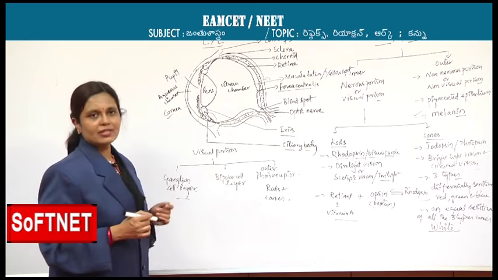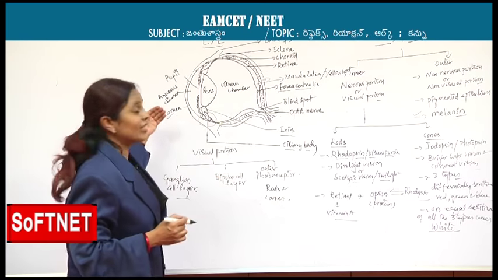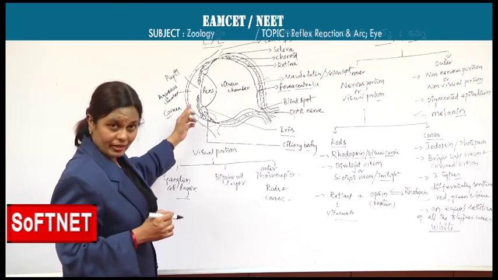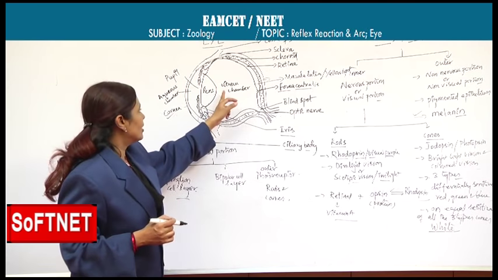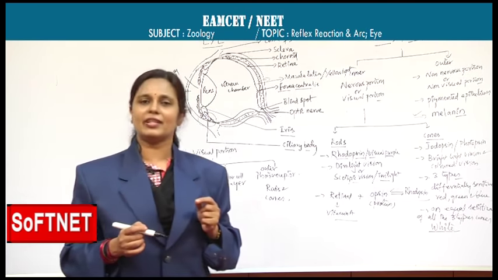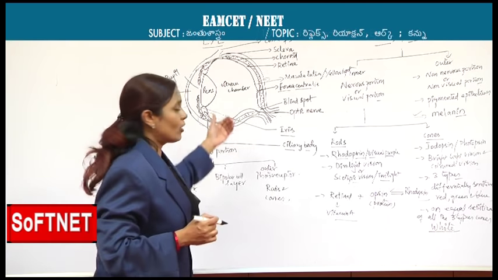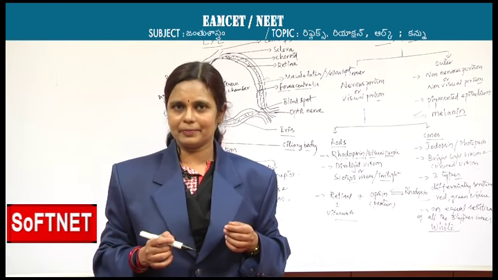Both the chambers are filled with fluids. The fluid present in the aqueous chamber is somewhat liquid, watery, and is called aqueous humor, whereas the one present in the vitreous chamber is made of jelly type of tissue, and is called vitreous humor or vitreous body.